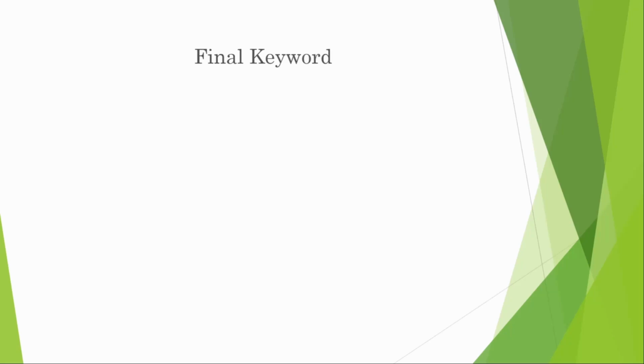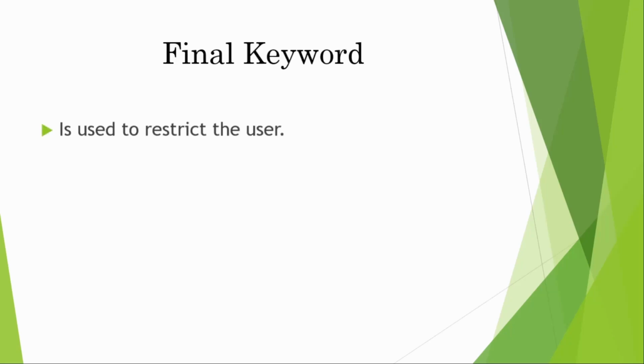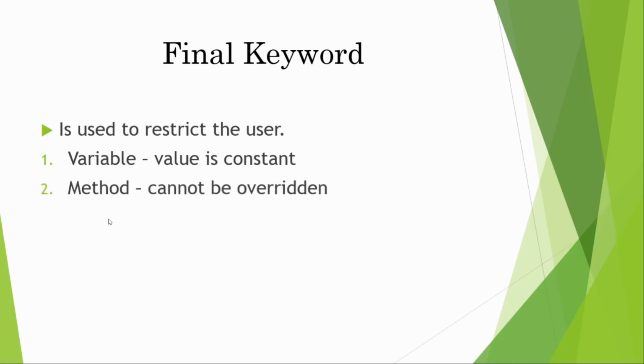So what is the final keyword? The final keyword is used to restrict the user. As the keyword says, final, it is used to restrict the user. Coming to the first one, variable: the value is constant. You are stopping the value from changing. Second, method: you cannot override the method.